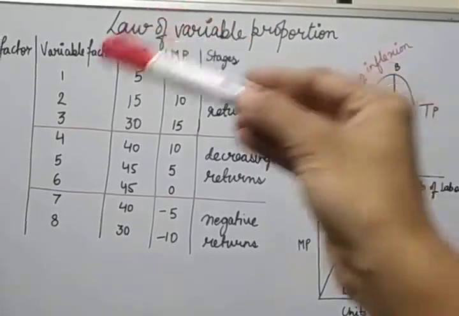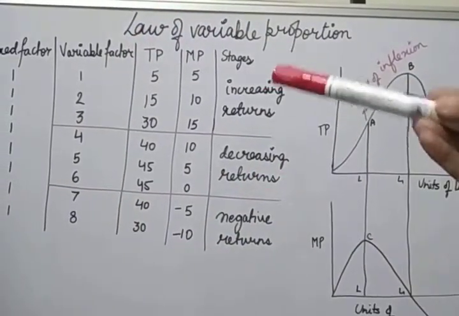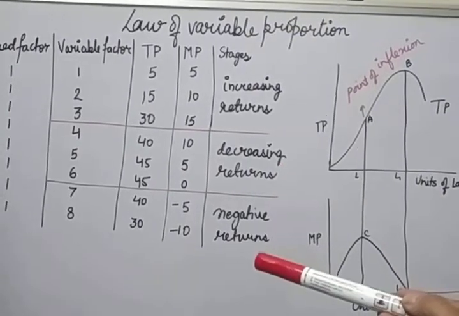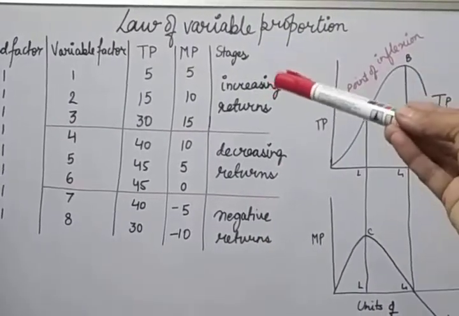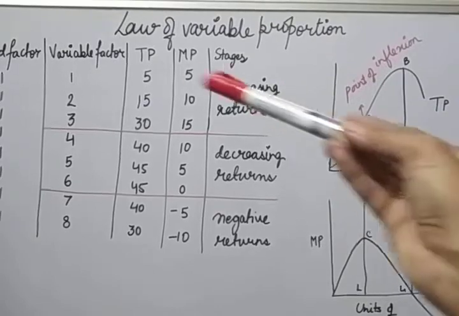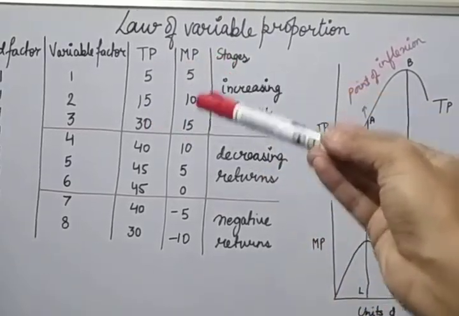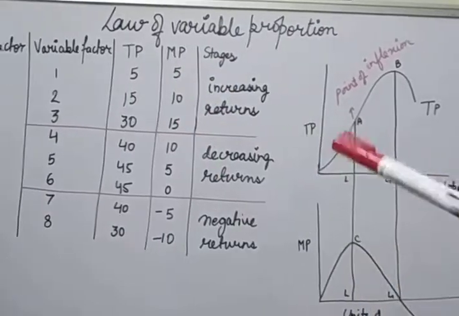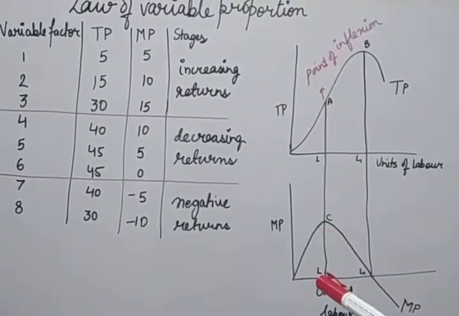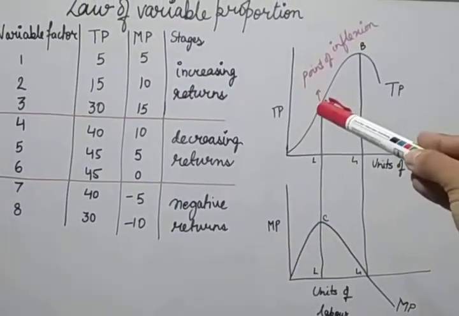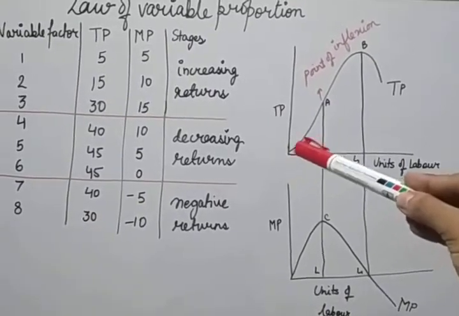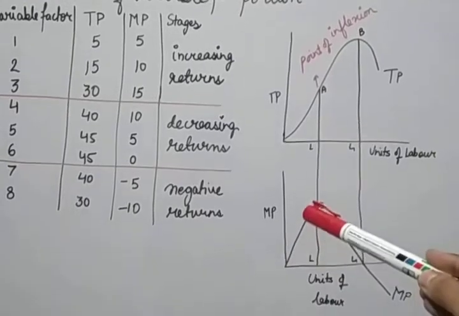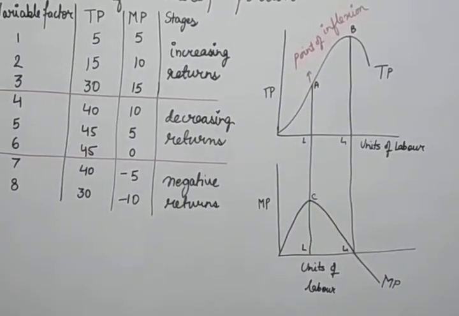So, according to this table, we can divide it into three stages: increasing returns, decreasing returns, and the third one, negative returns. The increasing returns stage is that stage in which TP increases at an increasing rate. That means when TP increases and MP also increases, it is shown over here. This is your first stage till the point of inflection. You can see that TP is increasing till point A and MP is also increasing till point C.